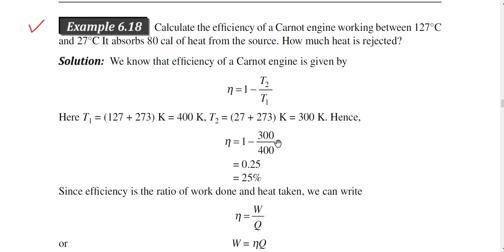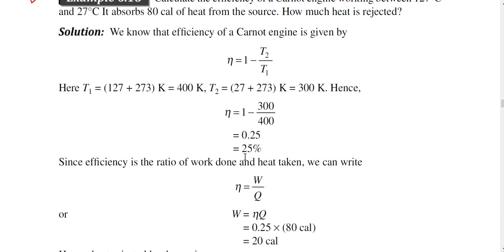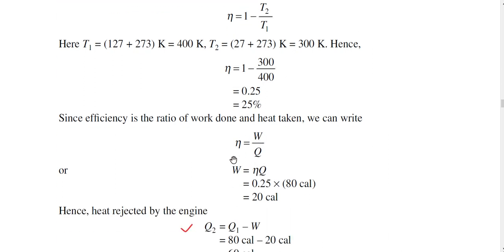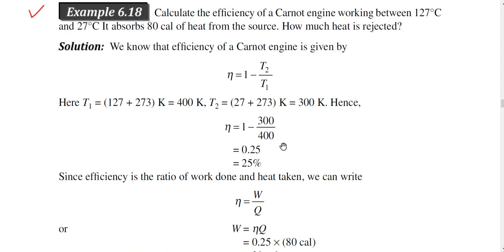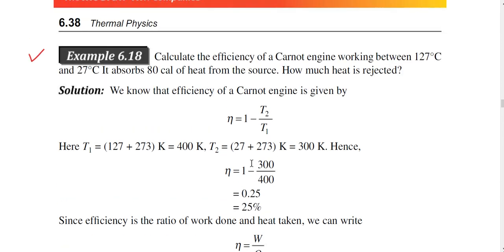We have calculated the efficiency eta, and in the next step what we will write, that is there is a different formula of eta, that is W by Q, which we have already used in the previous problems. So eta is equal to W by Q. So W will be eta into Q. We have already calculated the value of eta, and you see that here the amount of heat is given, that is Q is given. This is 80 calorie of heat.